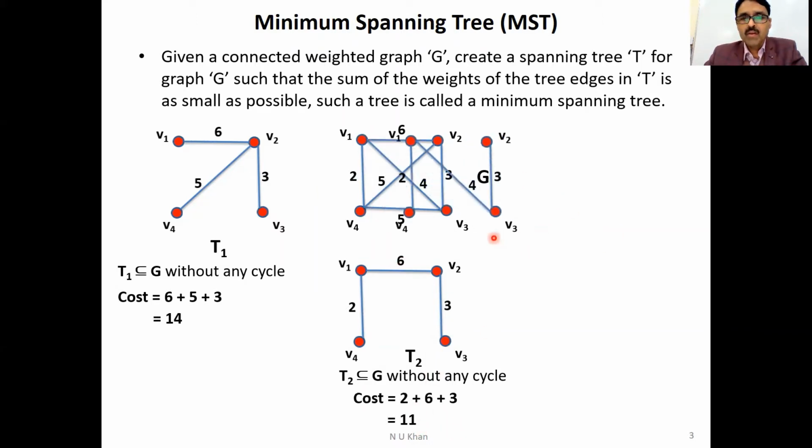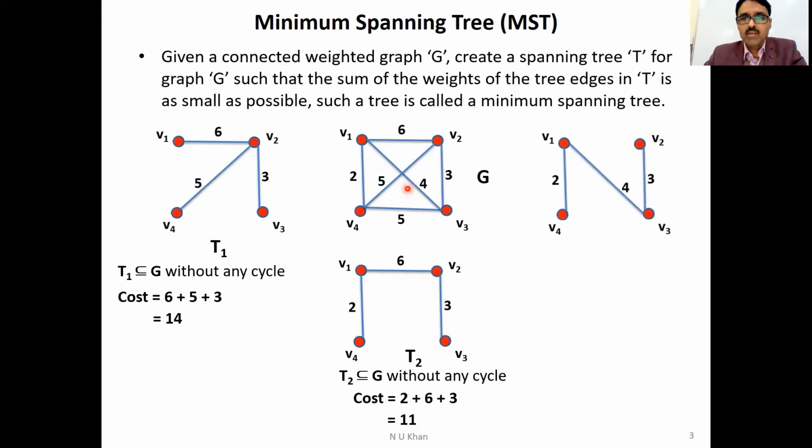Now another example, it is also derived from capital G. Original graph से हमने derive किया है. Now this is T3. Now it covers all the vertices and the weights are 2, 4 and 3. The total cost is 9.